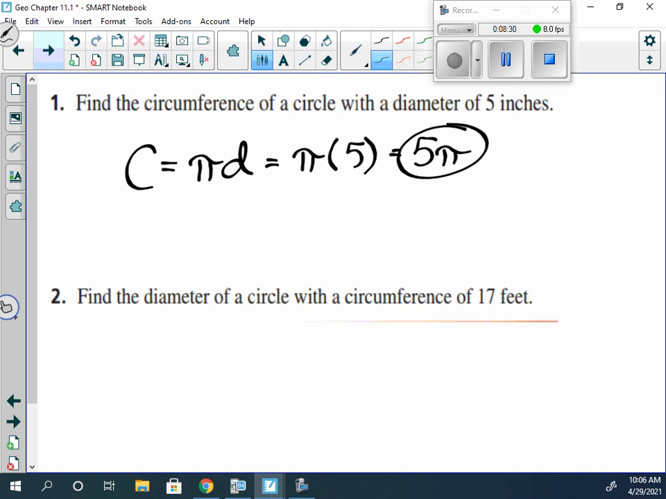And that's all we need to do for this one here. Unless we want to approximate the decimal, it's just 5 pi.